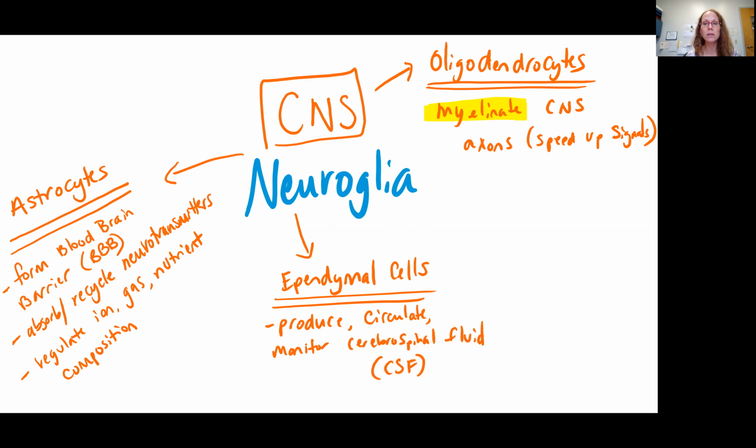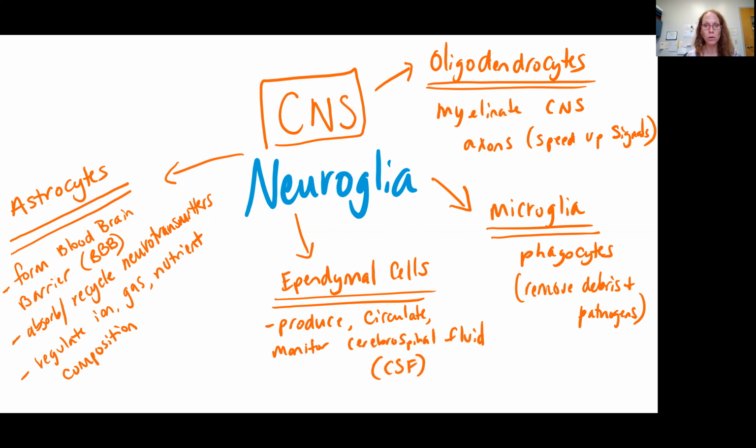And then the last cell type here is the microglia, and this cell is basically the defense cell of the central nervous system. It is our phagocyte, important in removing debris and pathogens that might have gained access. So here are our 4 central nervous system neuroglia cells.